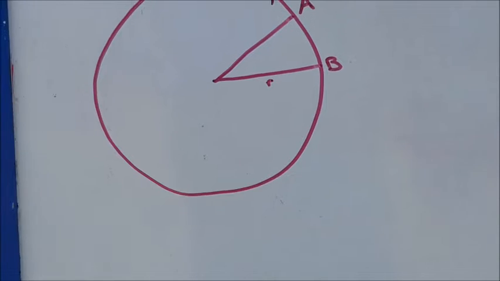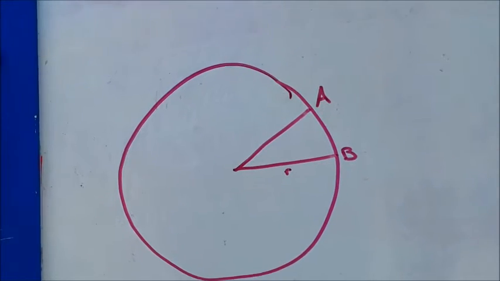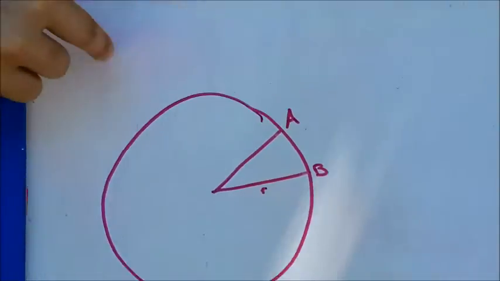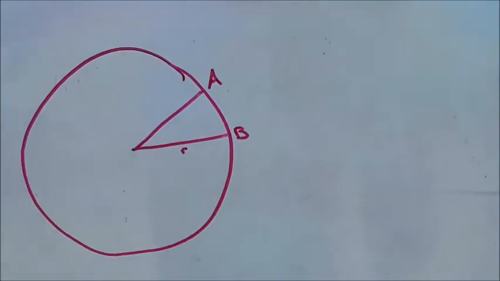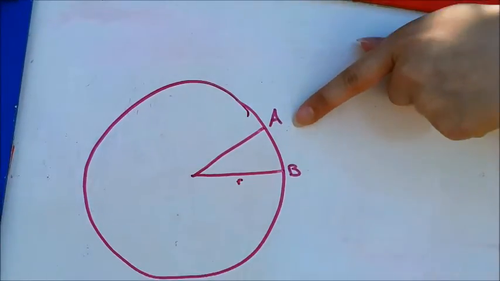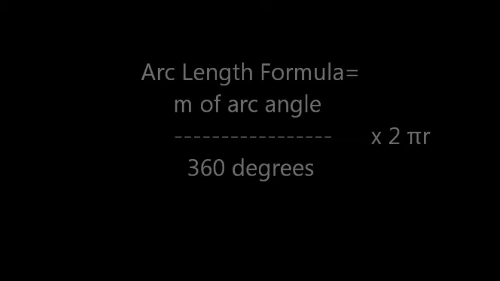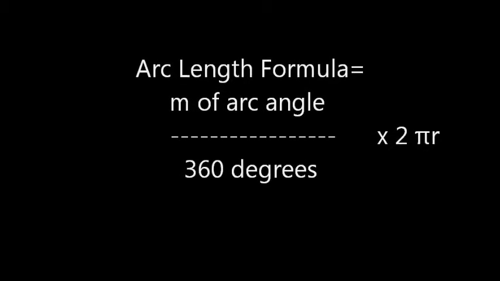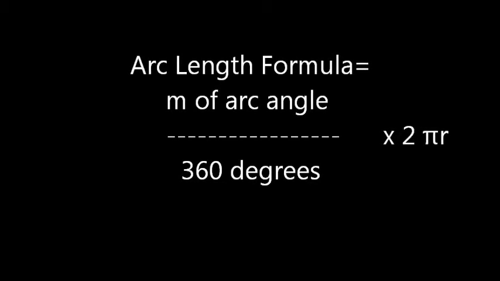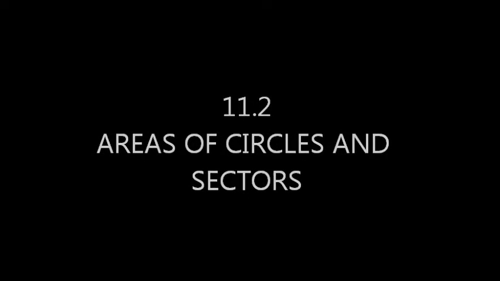Circumference and arc length. Before I start talking, we need to know what circumference and arc length is. Circumference is the distance around the circle, and arc length is the portion of the length of the circumference. Here, the formula for circumference is pi d. The formula for arc length is the measure of arc AB divided by 360 degrees and then multiplied by 2 pi r.